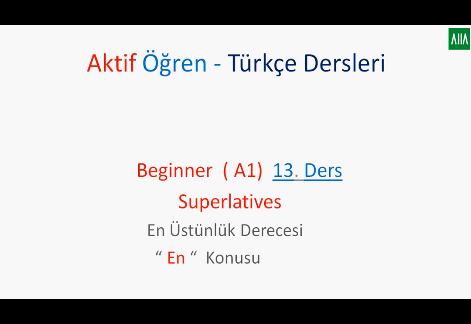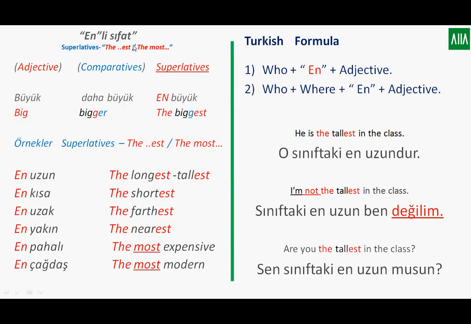Today I would like to talk about the superlative forms in Turkish. Of course, for this title, as you see here, we use only one word or suffix, whatever you say: "en." We use only the word "en" to describe superlative forms in Turkish. Alright, now let's see here.